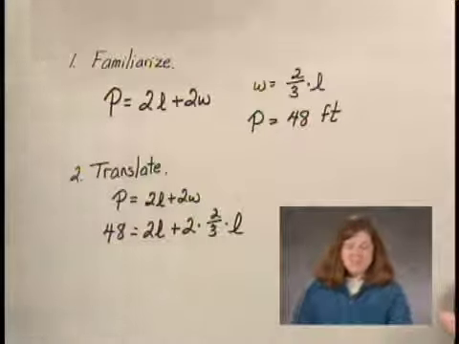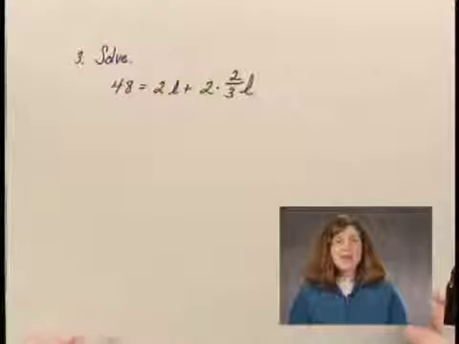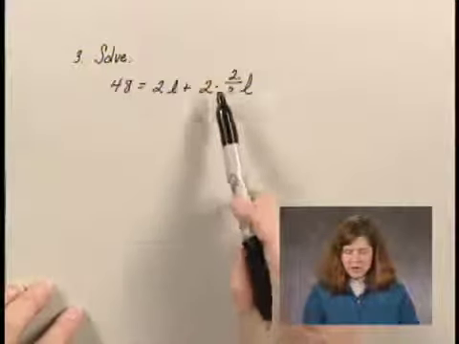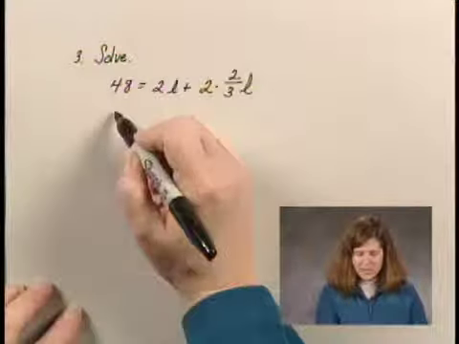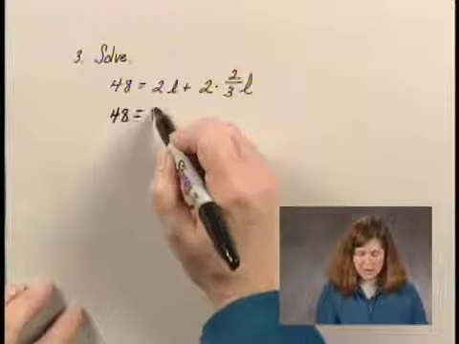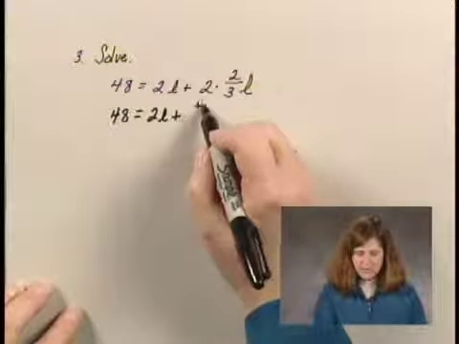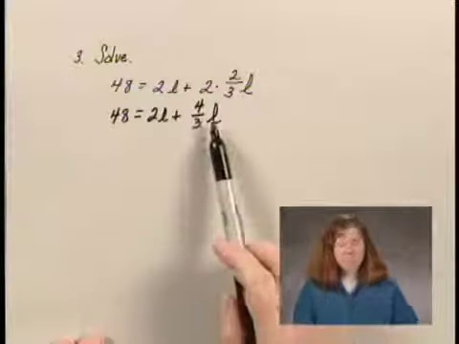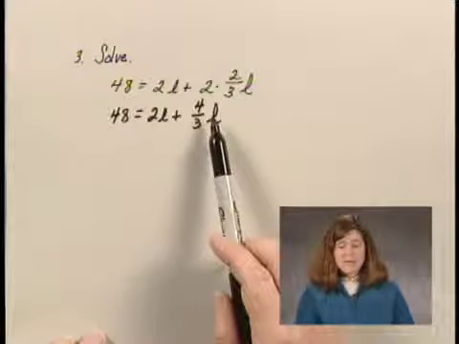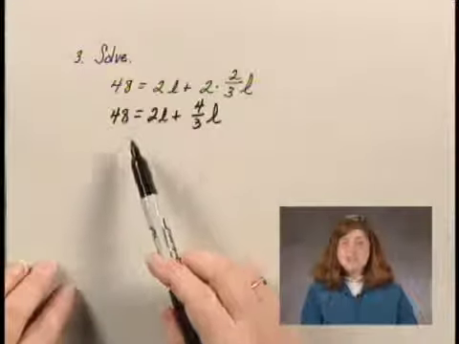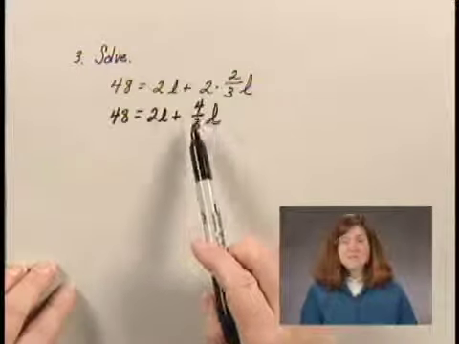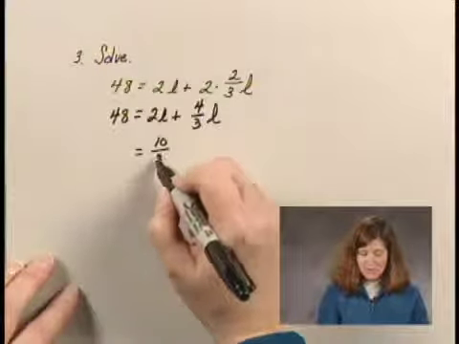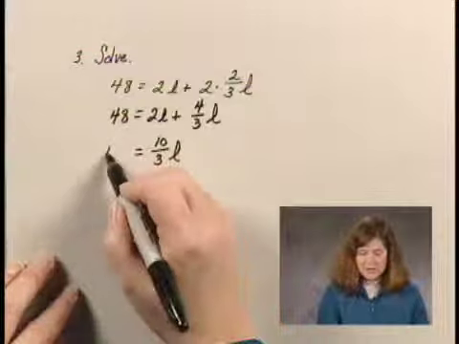And I can go to the next step in the problem-solving process, which is to solve that equation. In order to solve this equation, we will start by multiplying 2 times 2/3. We have 48 equals 2L plus 4/3 L. Now we have two terms that contain L. We can combine these. Notice that 2 is 6/3, and 6/3 and 4/3 is 10/3. So I can write this as 10/3 L, and the other side is 48.